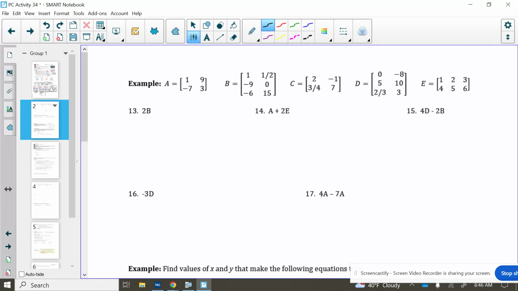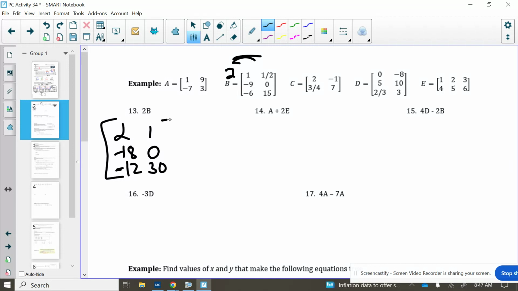So we see on the next page a bunch of different matrices, and we want to multiply them by a scalar and then maybe do some addition or subtraction. So for instance, B, we have a scalar of 2. So essentially we are taking 2, and you want to think about basically distributing it to all 6 of our elements inside here. So our doubled, scaled piece here, 2 times matrix B, would be 2, 1, negative 18, 0, negative 12, and 30, because we're just going to take each of those entries and double them.